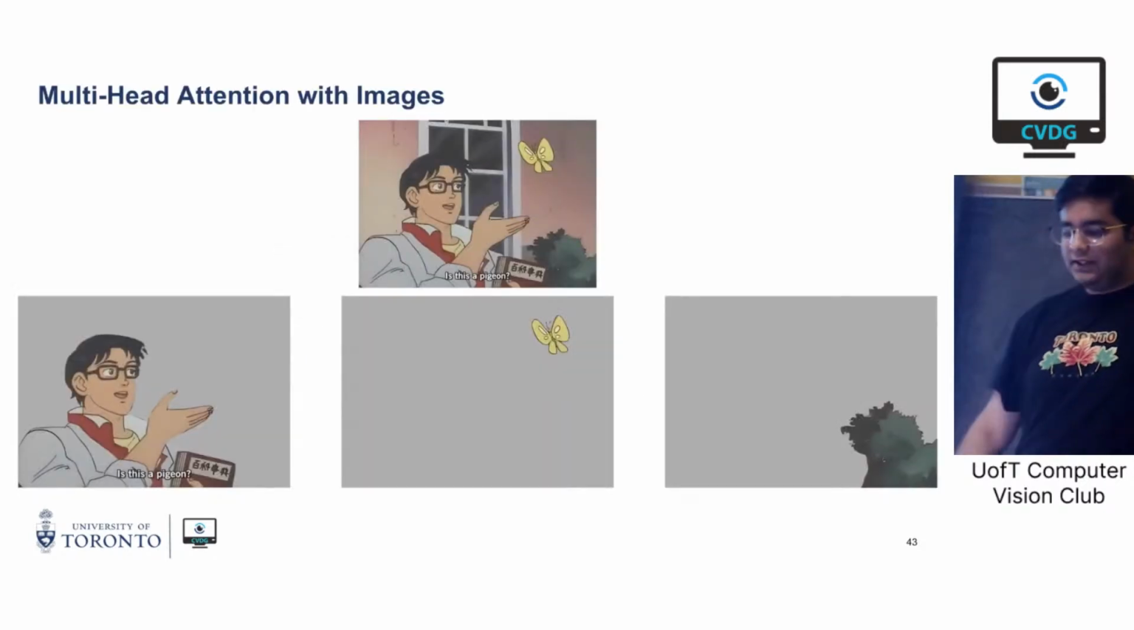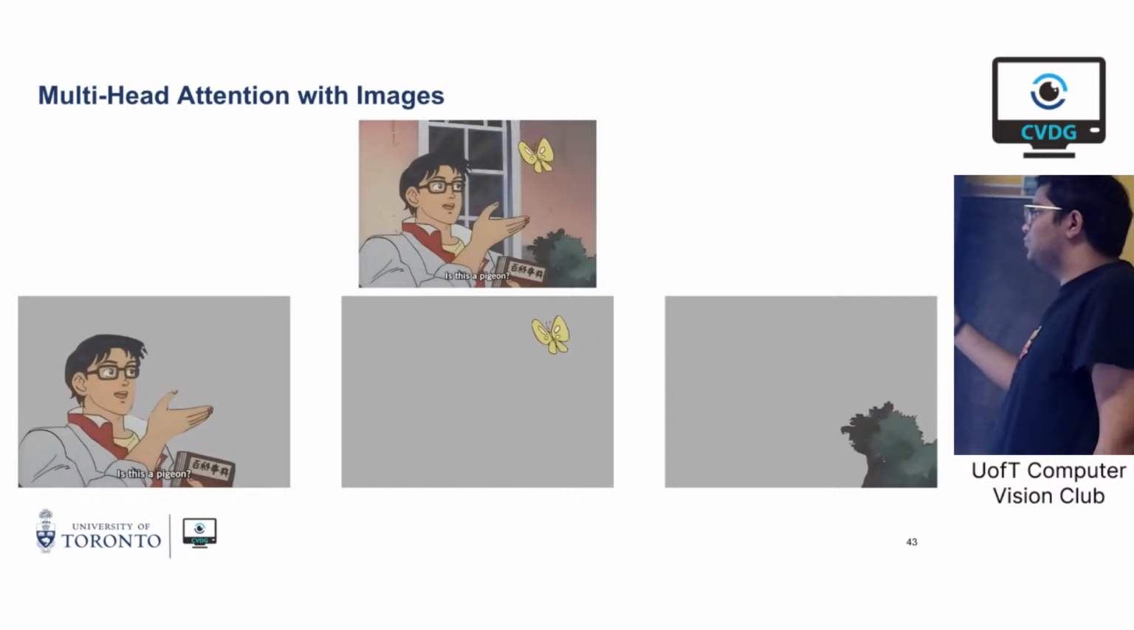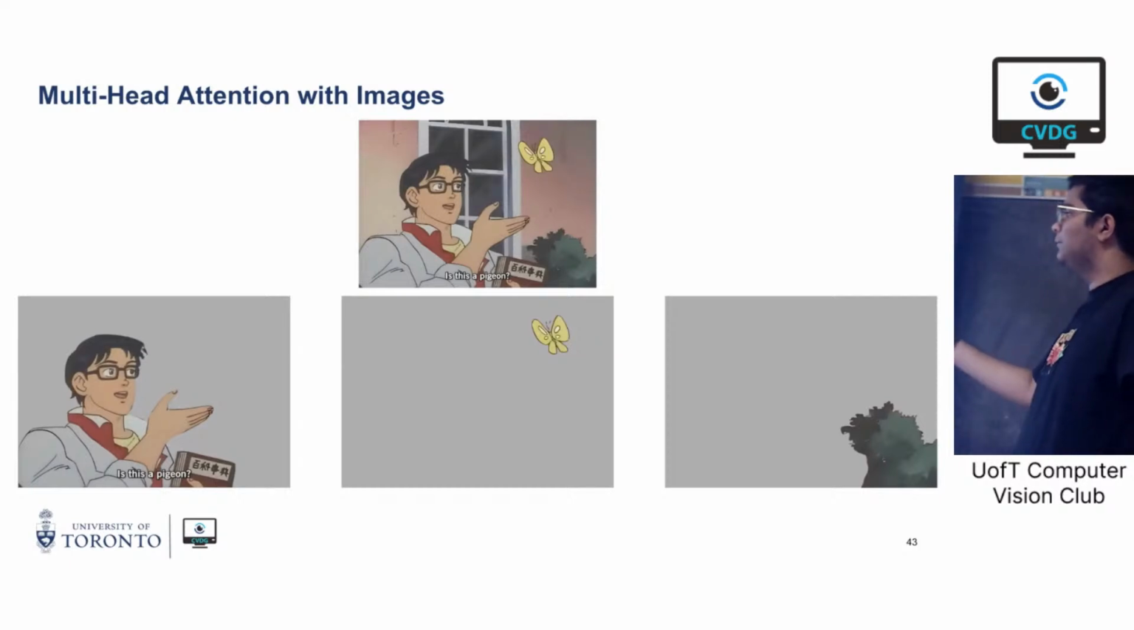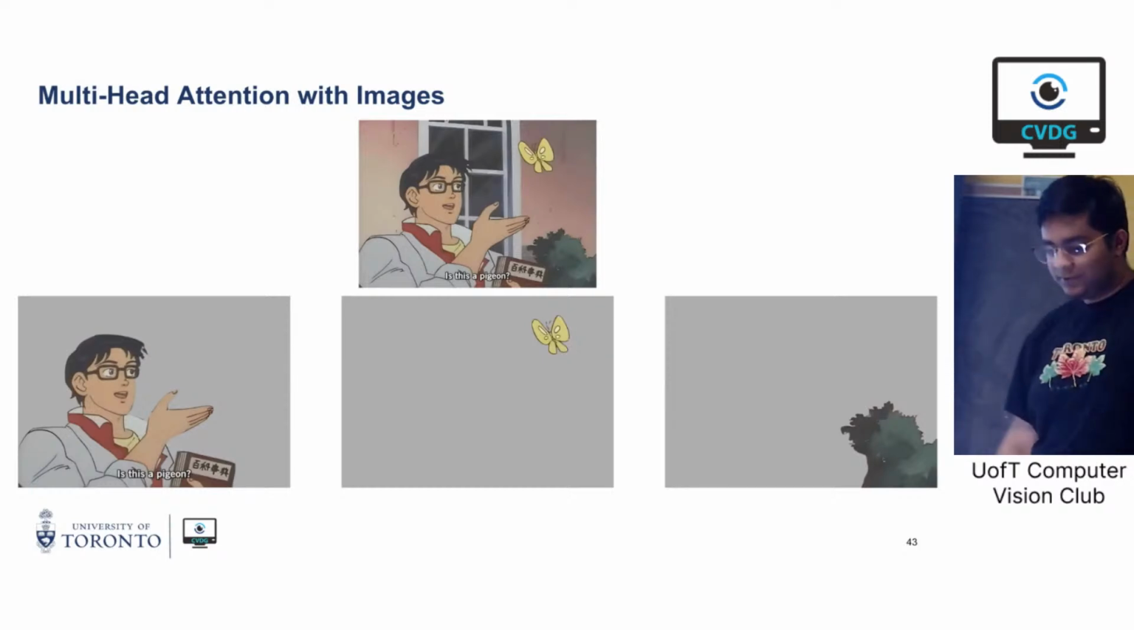And so again, with an image analogy, if this is your source image, one attention head block might focus on the person, another block might focus on the butterfly, and a third block might focus on the bush.